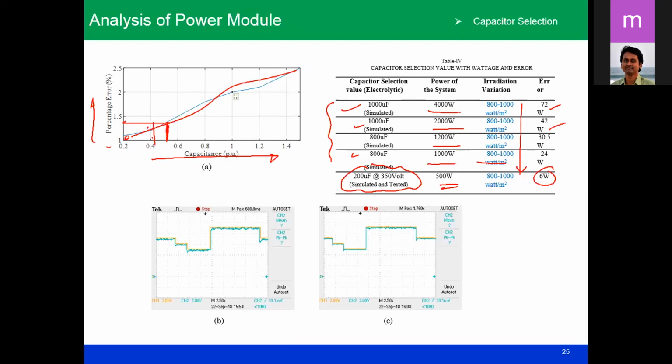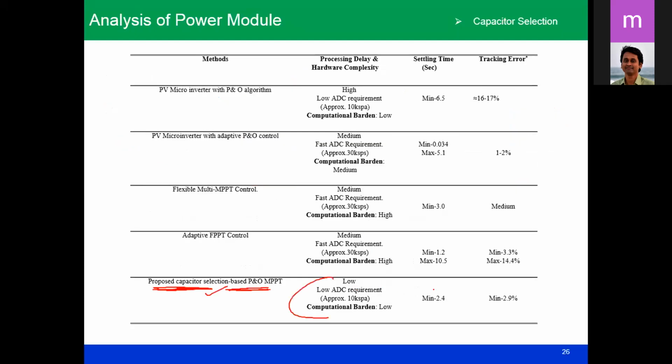Next, comparison. You see that the proposed method does not use any complicated new algorithm. You just have to select the proper value of the capacitor, then a lot of things will be taken care of, and every performance has been improved. It is even performing better than adaptive MPPT and flexible MPPT, all this stuff. So you can understand that your power module design is very important, and hence it can improve the system dynamics, and hence the performance as well.